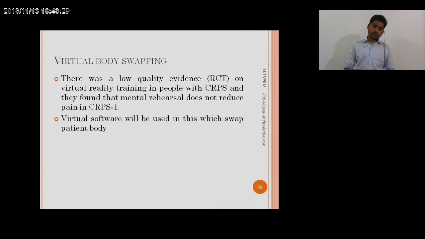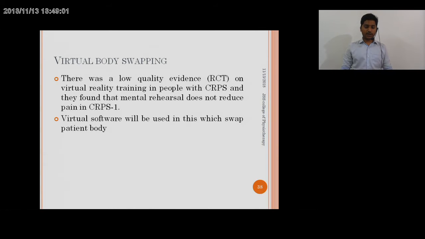When it comes to the next modality or next therapy of choice, virtual body swapping. Virtual body swapping is a virtual software, like virtual reality. We are going to shift a person's perspective into another body, and they are going to see it in computer generated software, which will show them that they have a left and right, where they are going to do activities with both. It is equal to graded motor imagery, but software will be used. But when it comes to using virtual body swapping, we need high-tech equipment in this particular area, which we are currently lacking.